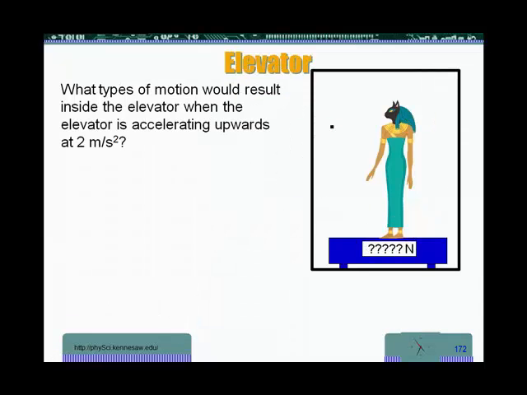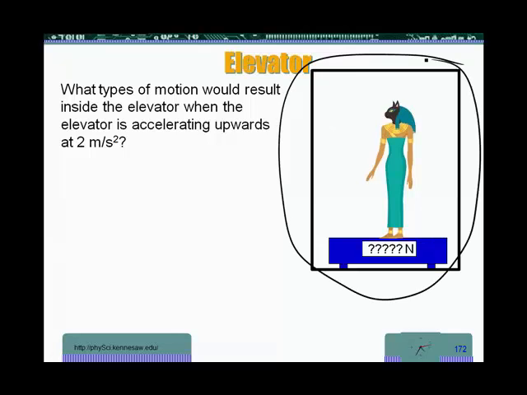Now we go next. Now the question is, what type of motion would result inside the elevator when the elevator is accelerating upwards at 2 meters per second squared? What the question is trying to get to here is, if the elevator as a cage is accelerating at 2 meters per second squared, what's the motion of the scale? What's the motion of the Catwoman? Obviously, all of them are accelerating upward at that same acceleration, 2 meters per second squared. That's the key.